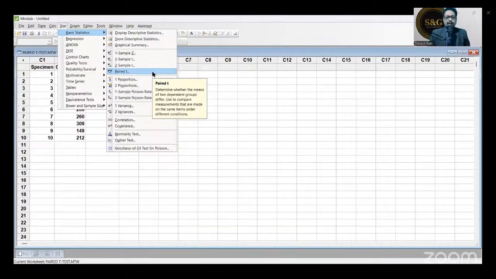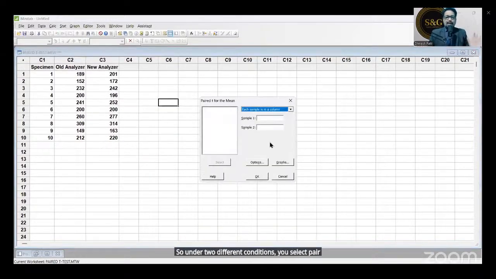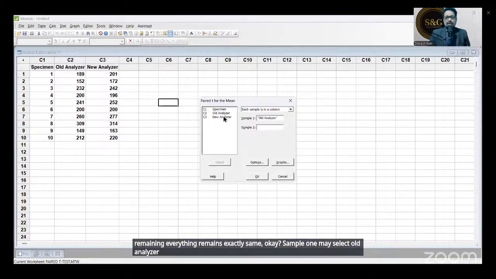So under two different conditions, just select paired t-test. Everything else remains exactly the same. Sample 1 may select old analyzer, sample 2 may select new analyzer, and click on OK.